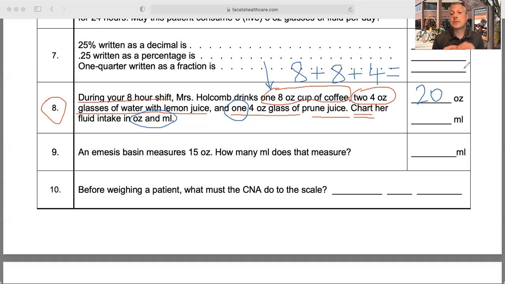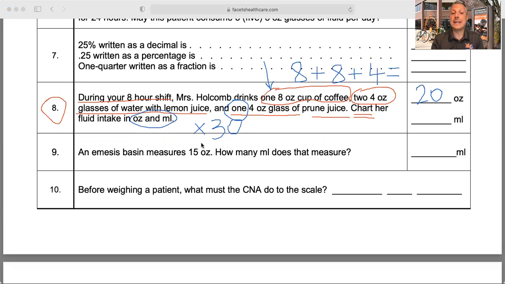Now, as far as converting everything into ml, just remember what we said. We multiply by 30. You can multiply each one of those by 30 in the beginning, or the easiest way to do it is to gather all the ounces together, find the total in ounces, and then multiply that at the end by the 30. And that would be probably the easiest thing to do here, is to say I'm going to multiply by 30 at the end.